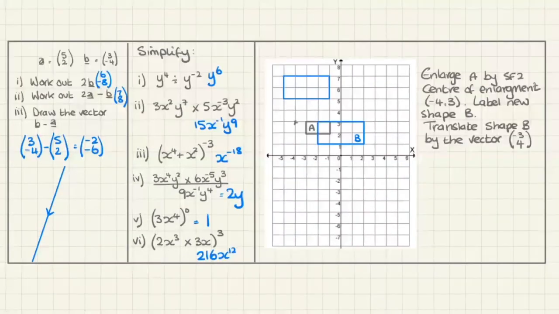Okay, so there's your answers. Hopefully it's starting to feel a little easier and you're not having to look things up as much. So just hit that pause, get all your marking done, and then we will move on.